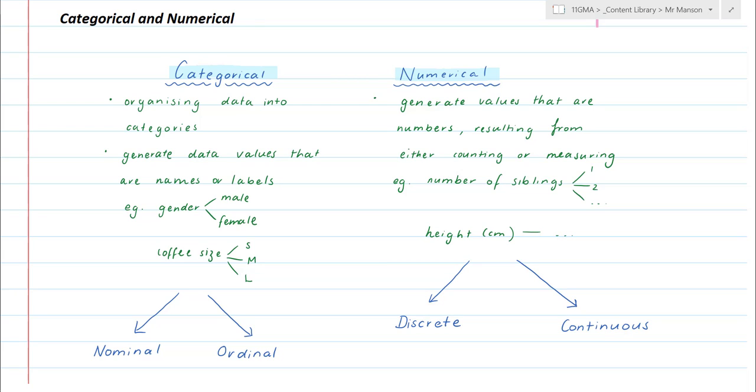Eye color doesn't have an order, and be careful there because you might say, well, every time I look at an eye color survey, the colors are represented in alphabetical order. Well, alphabetical order doesn't really count. It has to be an order that naturally occurs within that set. Gender would be nominal. Coffee size would be ordinal. So I'll write that on there. Nominal, ordinal. Number of siblings over here is discrete, whereas height is continuous.